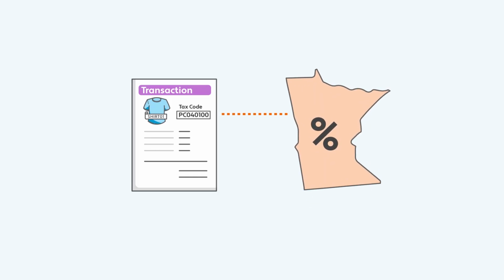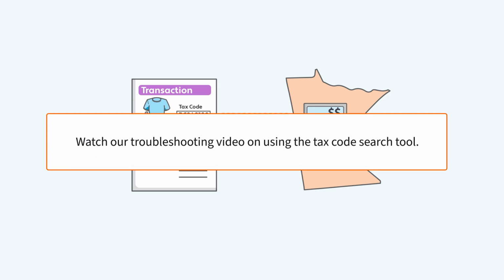If correcting your item's tax code and recalculating the tax didn't resolve your unexpected tax amount, it likely means you need to do more research to find the correct tax code. To learn more, watch our troubleshooting video on using the tax code search tool.